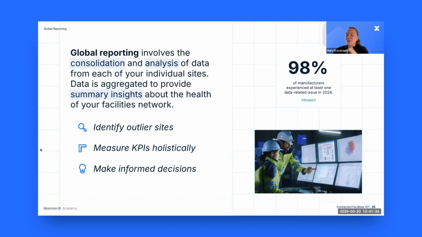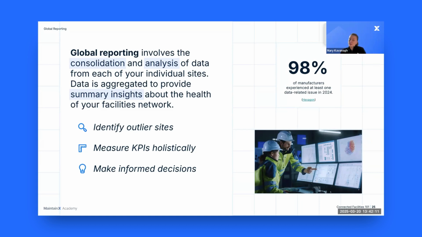You won't believe this either, but global reporting is reporting at the global level. It involves the consolidation and analysis of data from each of your individual sites. The data is aggregated to provide summary insights about the health of your facilities network. What I mean by this is the reporting that you already have in MaintainX, through your work orders, through your asset statuses and asset health, is going to automatically feed up to the global org to be compiled with other sites. There's nothing manual that's needed there, nothing that needs to change, no time that it needs to take for it to feed up. The system is going to aggregate it for you automatically.